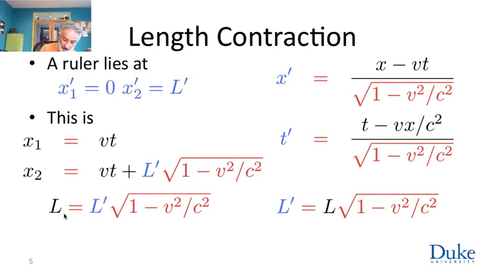This is the length, as measured by the black observer, of a ruler of length L prime at rest in the blue frame, so moving with the blue observer. This is the length as measured by the blue observer of a ruler of length L that is moving with the black observer. Anything, when it moves relative to us, and I don't need an observer for it, the ruler is an observer all by itself, when a ruler moves along its length, it appears shorter.